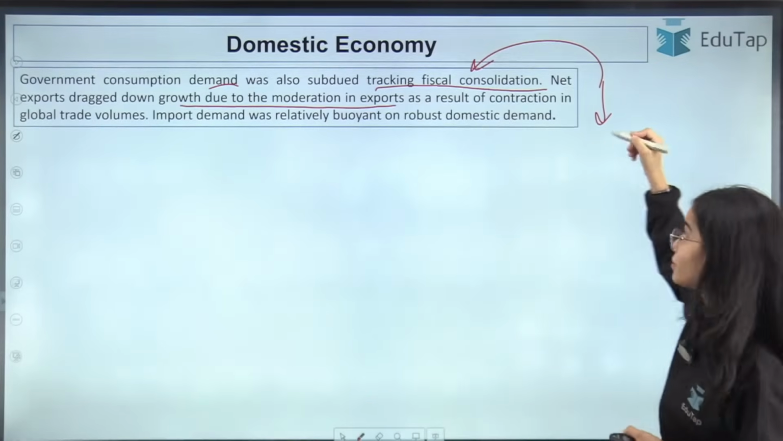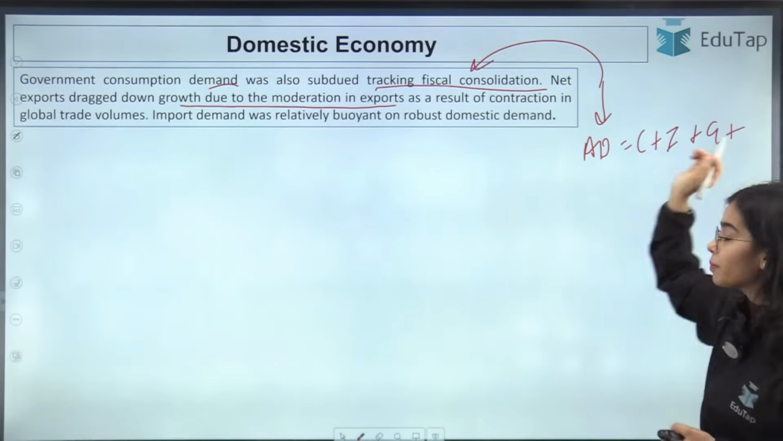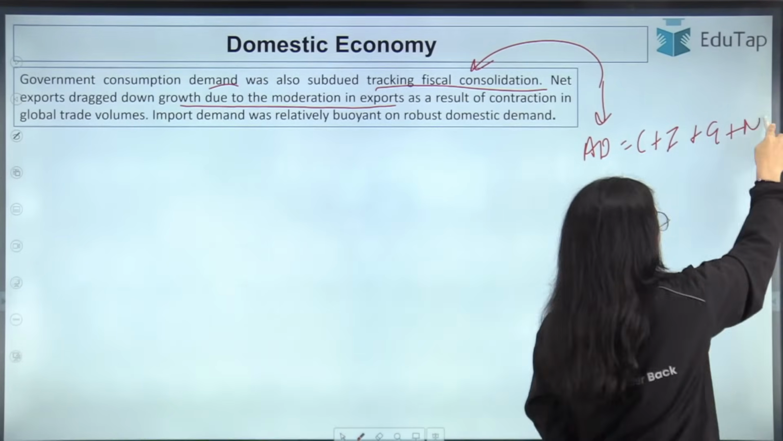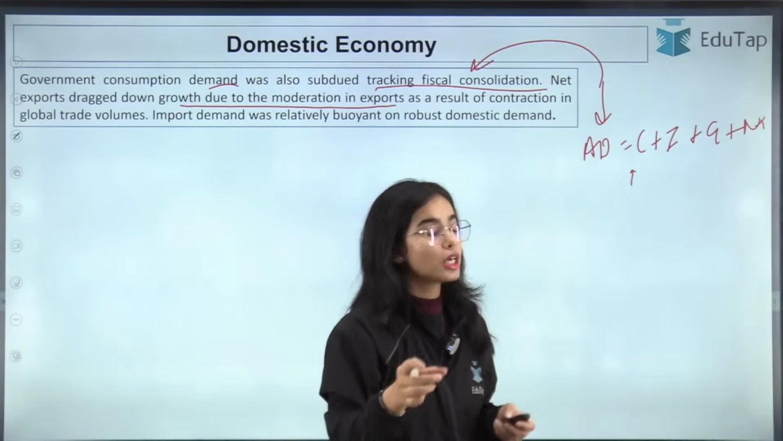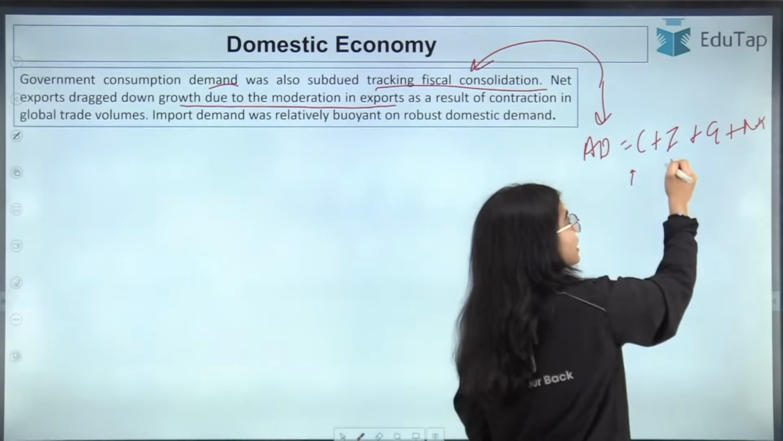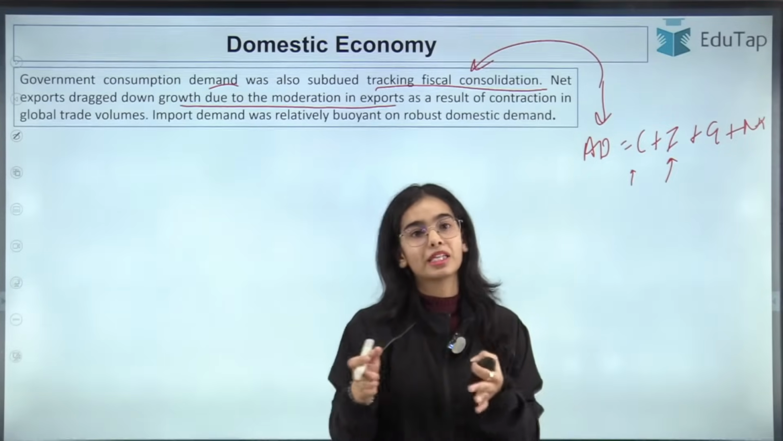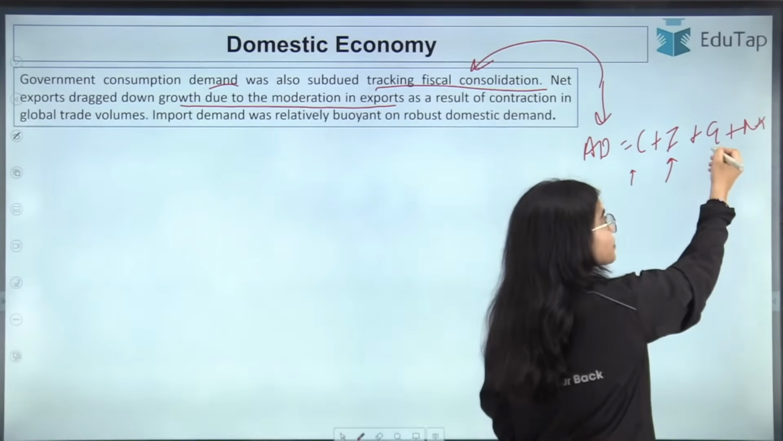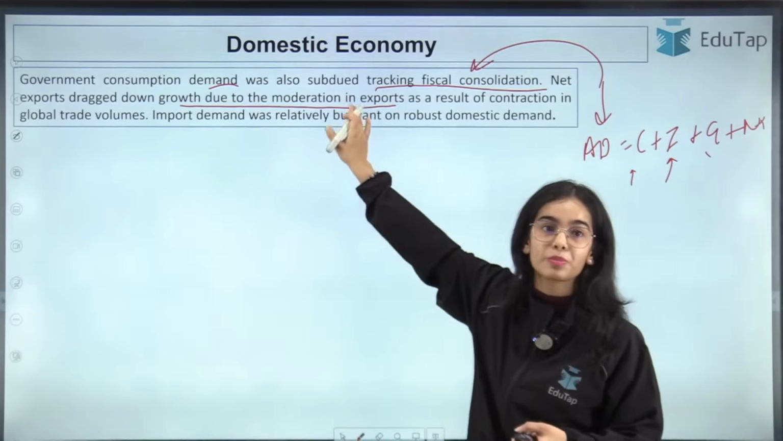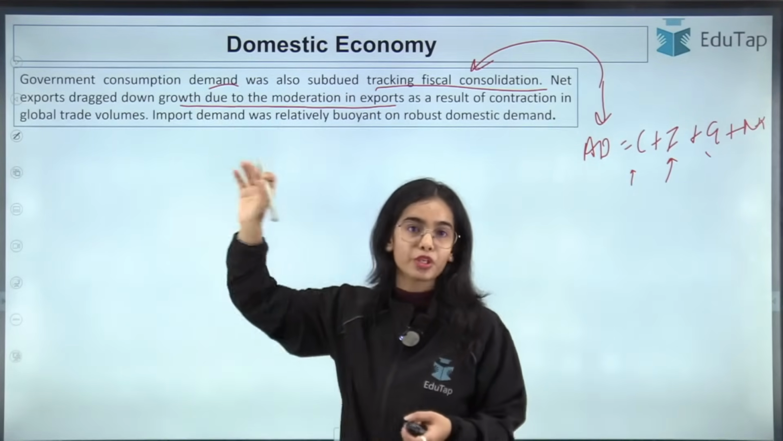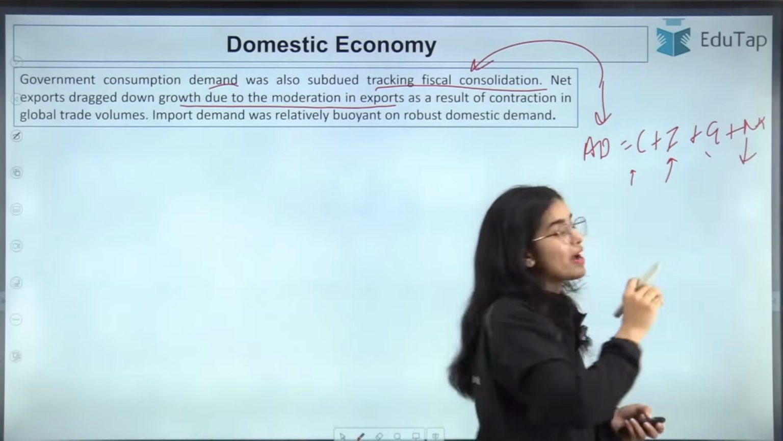So aggregate demand is what? It is consumption plus investment plus government expenditure plus net exports. Our consumption is growing, but by a lesser percentage, only 3%. The investment is growing very rapidly, both the government investment as well as the investment done by the private sector. The government consumption expenditure has been dragged down, it has been subdued, so it might be increasing but not as much. Okay. Similarly, the net exports have gone down.